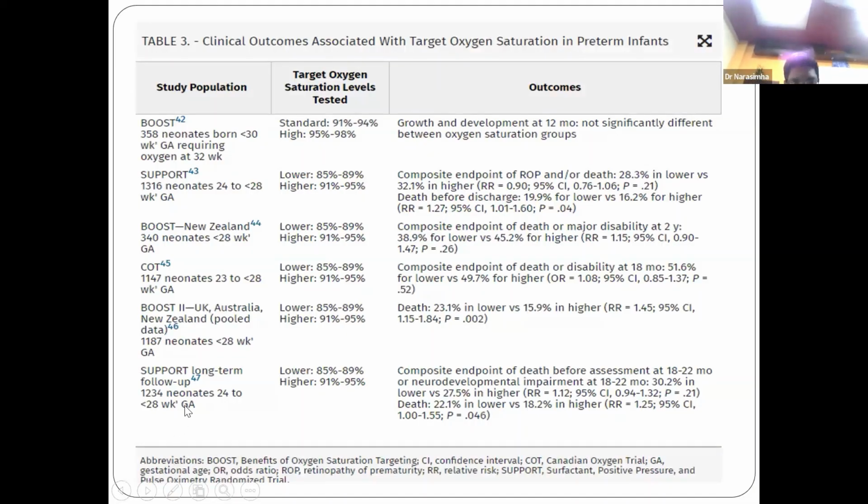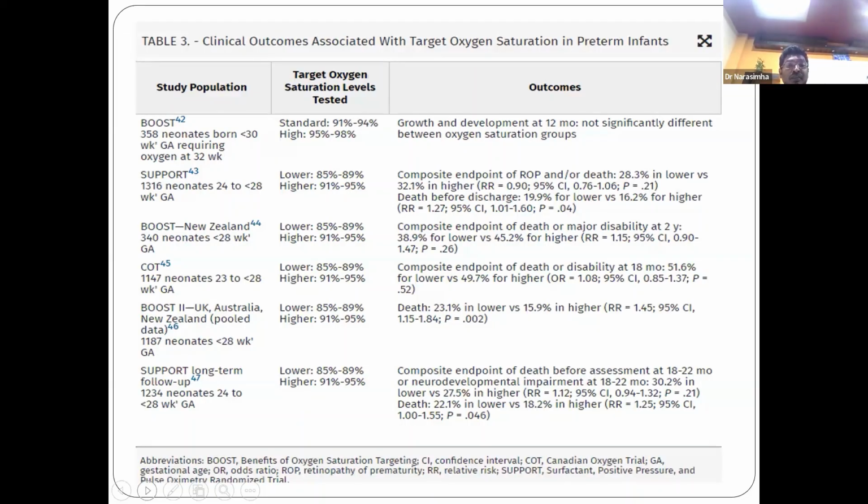BOOST means benefits of oxygen saturation targeting, and one more is called the COT trial, which is the Canadian Oxygen Trial, and one is called the SUPPORT trial. All these trials, BOOST, SUPPORT, and COT, have standardized oxygen saturation levels, a higher level and a lower level. If you take the relative risk, the higher oxygen levels have a greater impact in decreasing the mortality of the baby, but in the lower group, there is a chance of increasing the mortality of the baby.